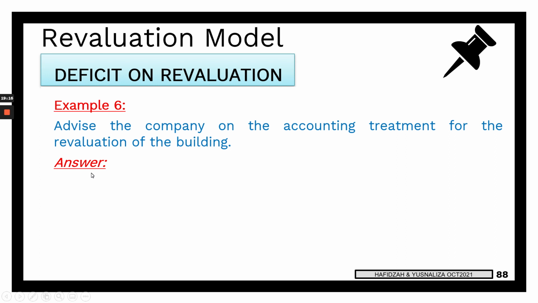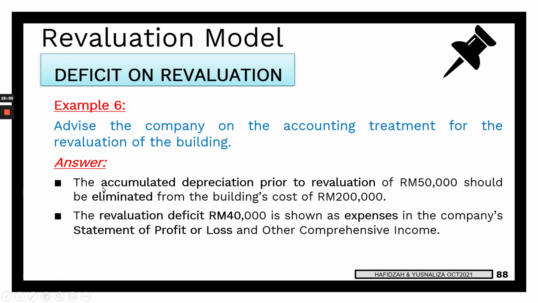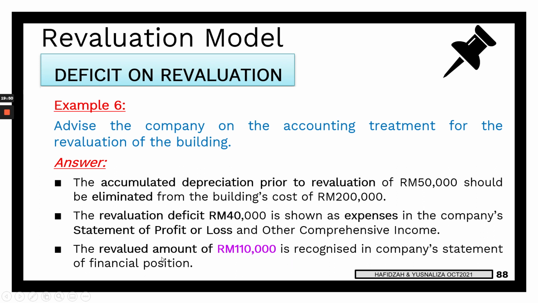So remember, this is based on example 6, and the advice will be on the revaluation for the case here that gives rise to a deficit. So eliminate the accumulated depreciation and mention that in the first explanation. Then what to do with the revaluation deficit: show it as an expense in the statement of profit or loss and other comprehensive income. There is no disclosure in the other comprehensive income. And lastly, the revalued amount is to be recognized in the statement of financial position as part of the non-current asset PPE.